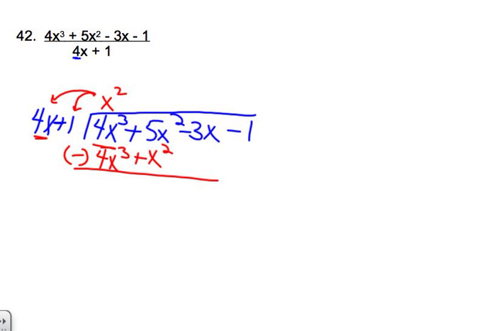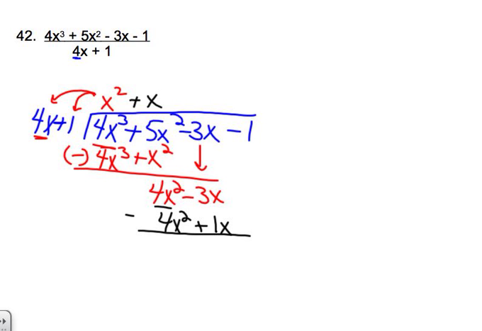Subtract, 4 minus 4 is 0. 5 minus 1x squared is 4x squared. Bring down the next term of 3x. 4x times what is 4x squared? That would be x. So we get 4x squared. X times 1 is 1x. Subtract, 4 minus 4 is 0. Negative 3 minus 1 is negative 4x. Bring down the next term, which is minus 1. And then do the process again.